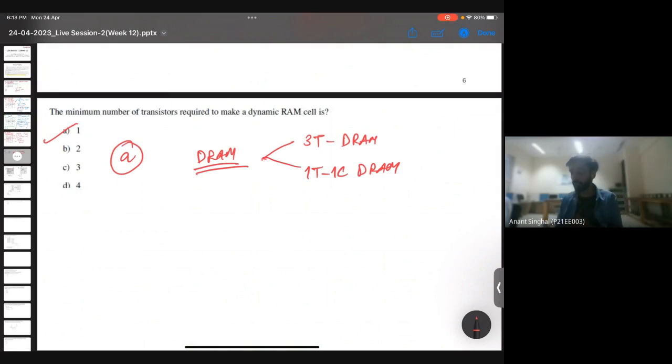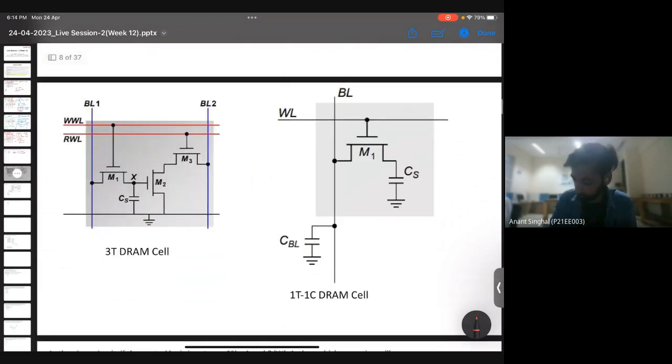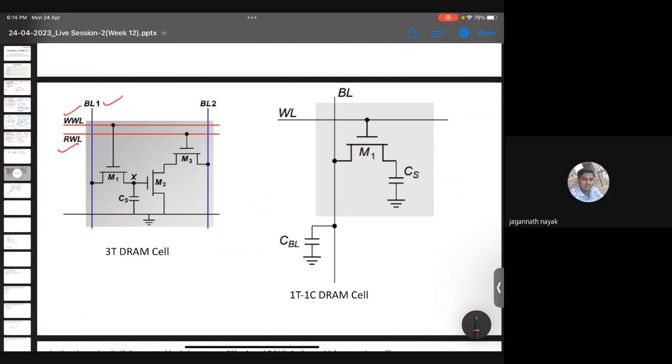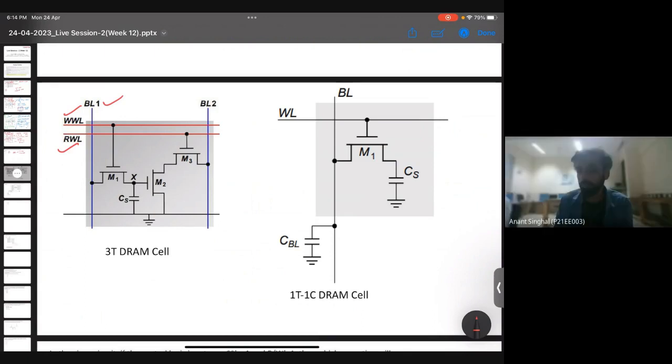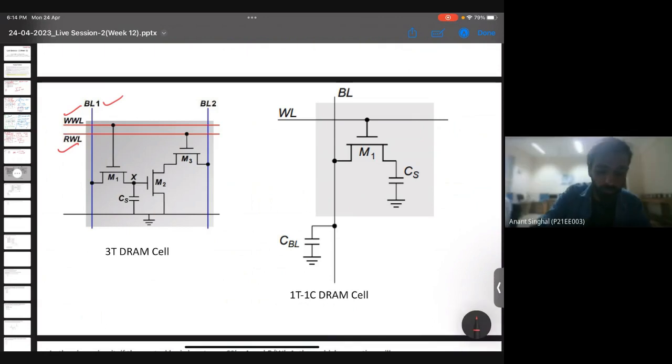I'll explain the circuit of these also, quite the basic part. A three transistor DRAM looks something like this. We have a write word line, we have a read word line, we have two bit lines. Sir, we can use a capacitor with one transistor, no? Sir, one transistor and one capacitor can make a DRAM. Yes, exactly.